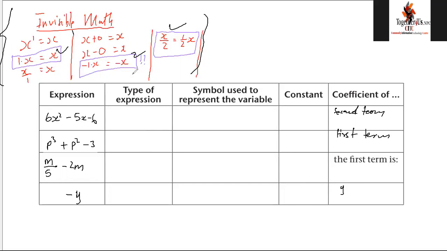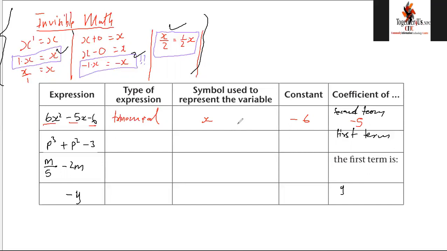Right, let's go for this. What type of expression is this guy? You need to just count the number of terms, guys, and then you will know. 1, 2, 3. 3 terms means trinomial. Yes, well done if you said that. What is the symbol that is being used to represent the variable? Well, it seems like x is the symbol that is chosen. What is the constant term, guys? Remember the catch? It's a minus 6, not a 6, all right? What is the coefficient of the second term? The coefficient of the second term here, guys, is a minus 5, not a 5. I hope you got that.